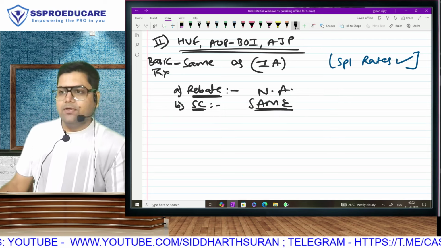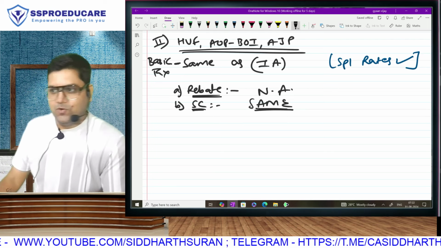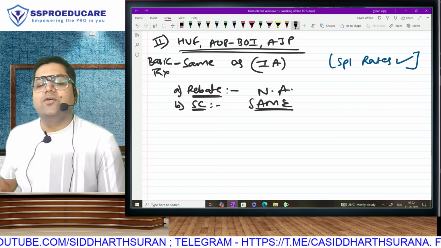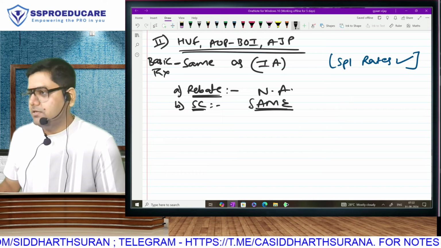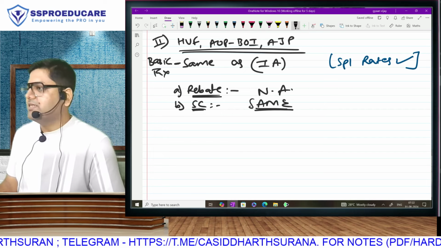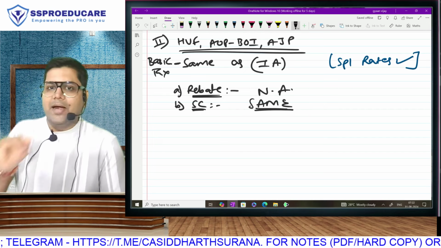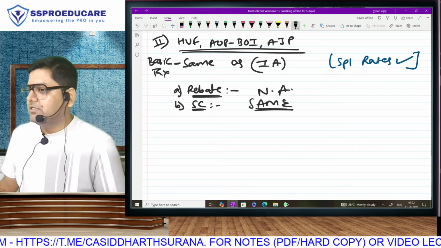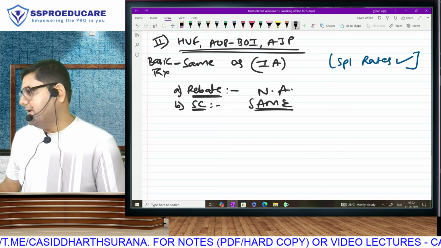Surcharge. It is absolutely the same. Means after 50 lakhs, 10%. After 1 crore, 15%. After 2 crore, 25%. After 5 crore, 37%, or greater. The concept of marginal relief is the same. 25 and 37 are not applicable in certain cases. Same. Everything that you have studied in surcharge under individuals will be absolutely the same.